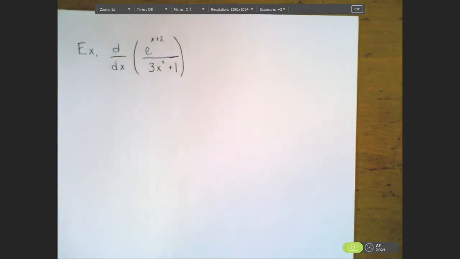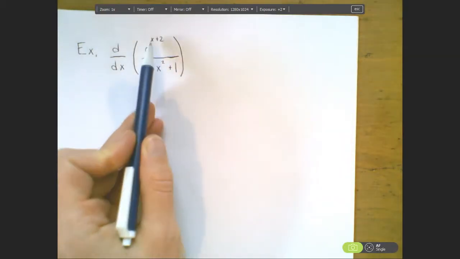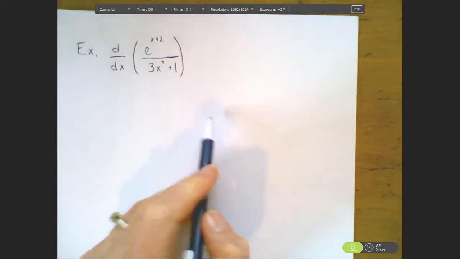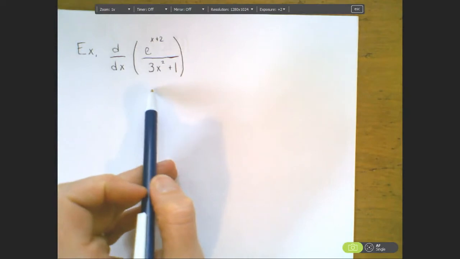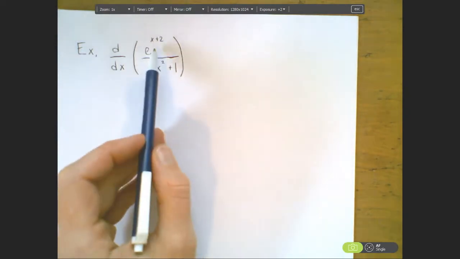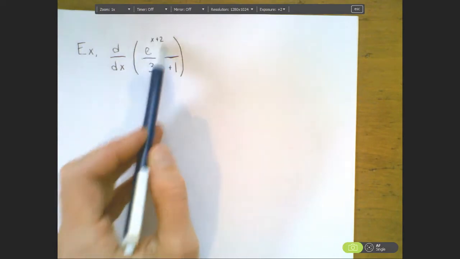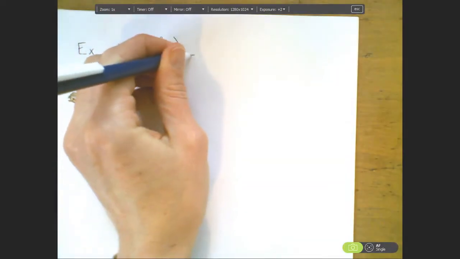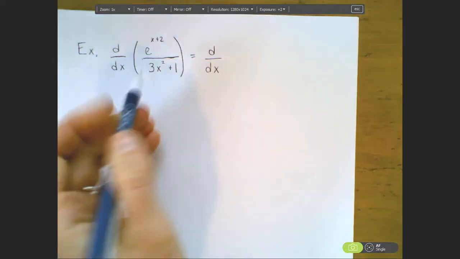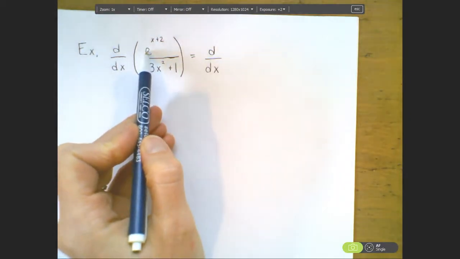Let's say we want to take the derivative of e to the x plus 2 divided by 3x squared plus 1. So again, before I start taking the derivative, I notice that this is a quotient, so I'm going to have to use quotient rule. And instead of looking at this, I'm going to rewrite the numerator. So this is the same thing as the derivative. Recall, this is e to the x.